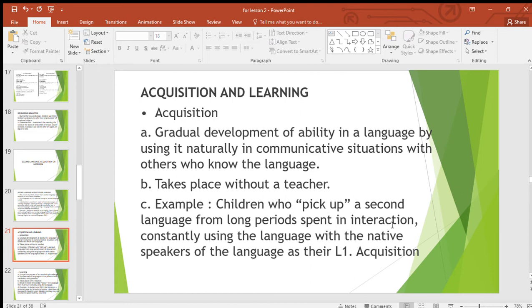Example, children who pick up a second language from long periods spent in interaction, constantly using the language with the native speakers of the language, as in L1 acquisition. So acquisition is the natural learning. No one is teaching you. You learn by just hearing and trying to understand other people.